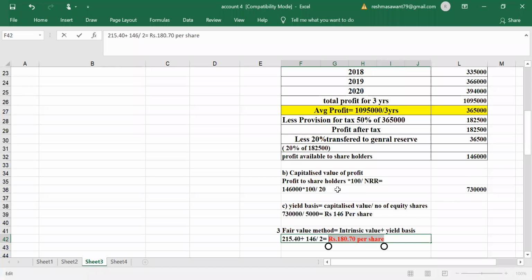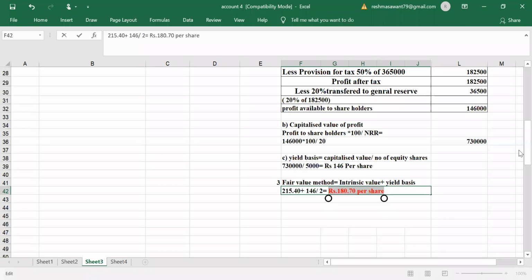Make it capitalized value of profit. Capitalized value of profit is calculated as profit available to shareholder into 100 divided by NRR. NRR means the percentage mentioned in your question. So 1,46,000 into 100 divided by 20 gives 7,30,000, the capitalized value of profit. Then we use the yield basis formula: per share value equals capitalized value divided by number of equity shares. So you will get per share value rupees 146.